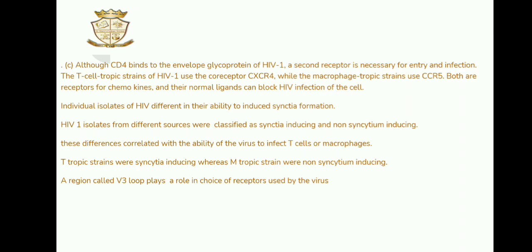Individual isolates of HIV differ in their ability to induce syncytia formation. HIV-1 isolates from different sources were classified as syncytium-inducing and non-syncytium-inducing. These differences correlated with the ability of the virus to infect T cells or macrophages. T-tropic strains were syncytia inducing, whereas M-tropic strains were not syncytium inducing. A region called the V3 loop plays a role in the choice of receptors used by the virus.